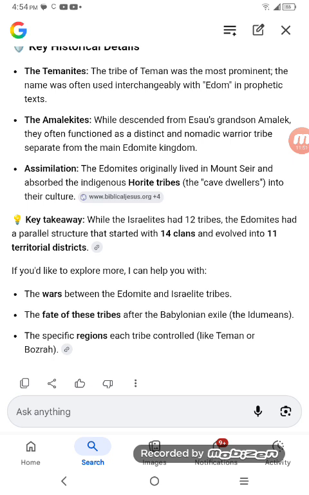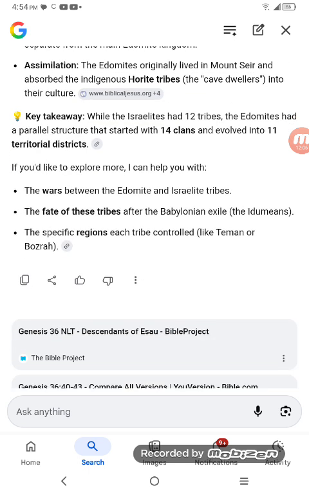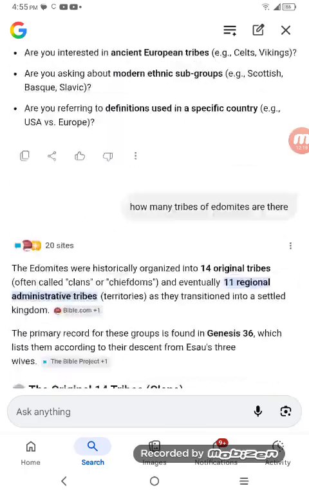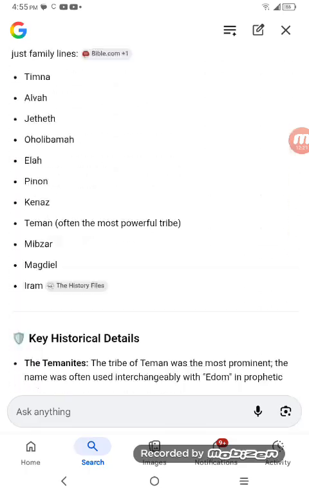It said key takeaways. While the Israelites had 12 tribes, the Edomites had a parallel structure that started with 14 clans and evolved into 11 territorial districts. If you'd like to explore more, I can help you with the war between the Edomites and the Israelite tribes, the fate of these tribes after the Babylonian exile, the Idumeans, and the specific region each tribe controlled, like Teman and Bozrah. But that's about it. The spirit came to me.